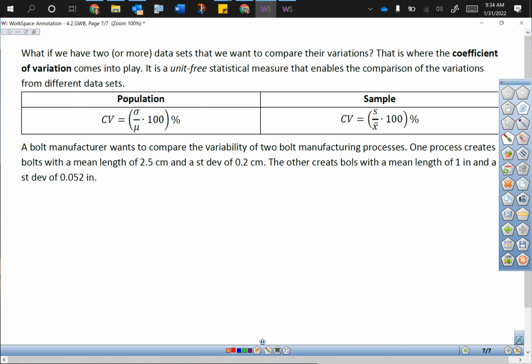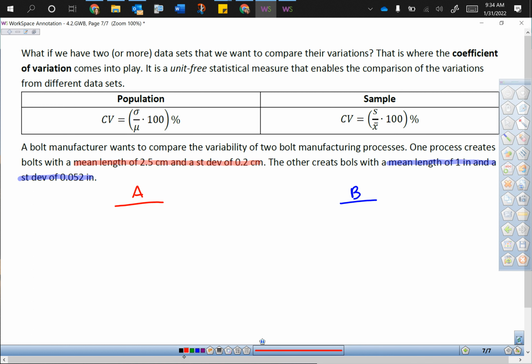So I'm going to highlight information that goes together. You guys can underline or whatever. The first bolt has a mean length of 2.5 centimeters and a standard deviation of 0.2 centimeters. And the other bolt has a mean length of 1 inch and a standard deviation of 0.052 inches. I really want to know, how do they compare to one another? All right? So I'm going to call the red guy group A, and I'm going to call the blue guy group B.